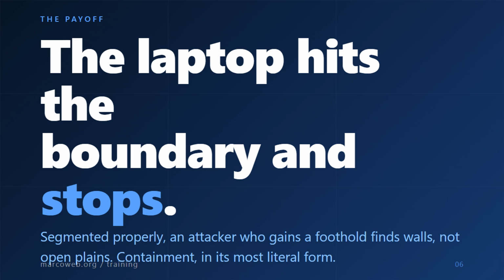Done properly, the payoff is simple: the laptop hits the boundary and stops. An attacker who gains a foothold finds walls, not open plains. That is containment in its most literal form, and it is the whole point of segmenting a critical network.